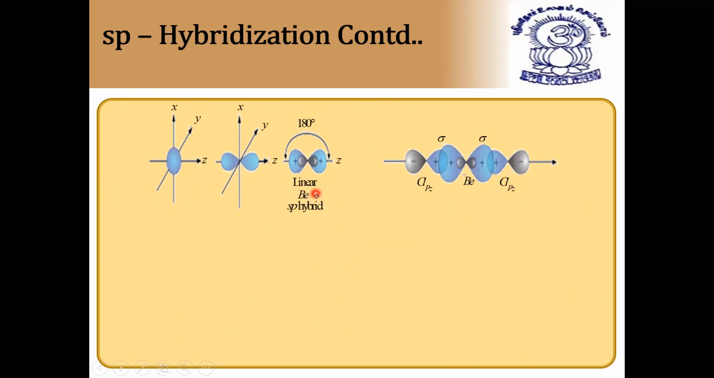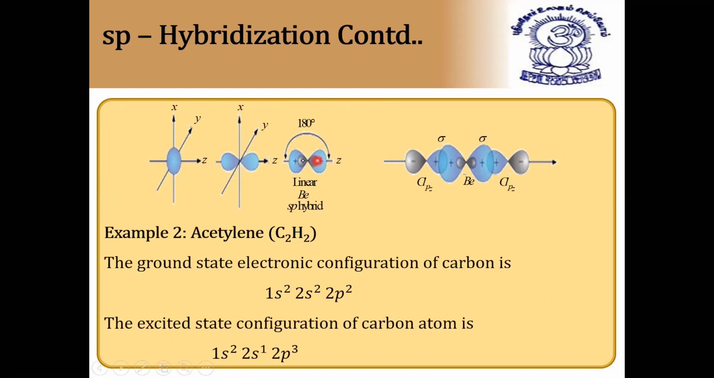We are given linear beryllium. So one s orbital overlaps with one p orbital, resulting in the formation of linear sp hybridized orbitals, and the shape will be like this. One more example is acetylene.